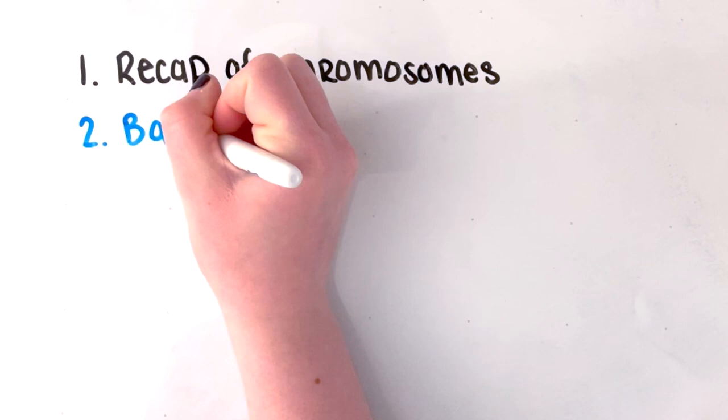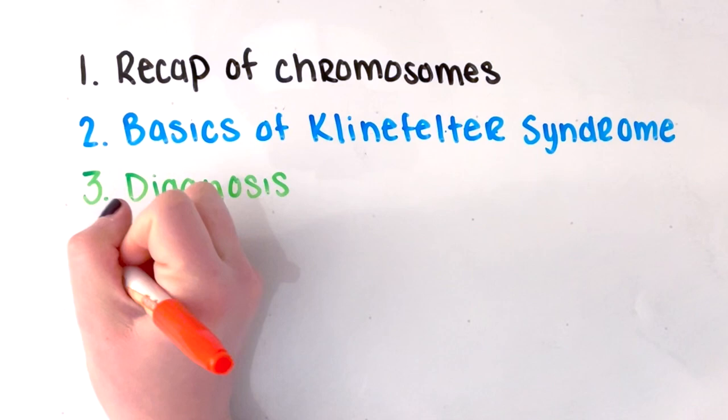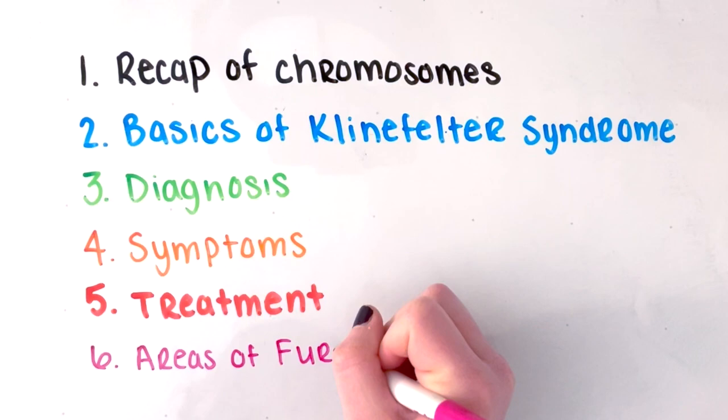As a brief overview, in this video, we'll start with a recap of the basics about chromosomes, then discuss the basics of Klinefelter syndrome, including its prevalence and variations, then how it's diagnosed. We will then cover the symptoms and treatment for Klinefelter syndrome. We're going to wrap up by discussing where more research is needed.